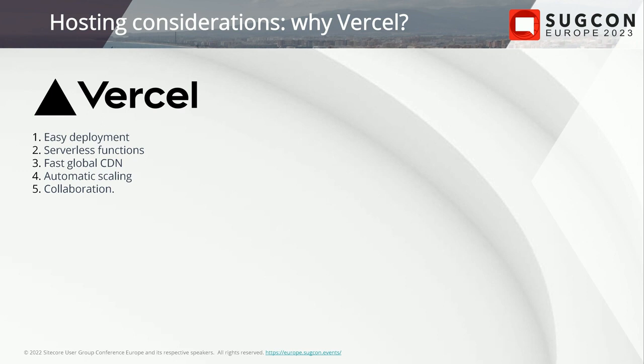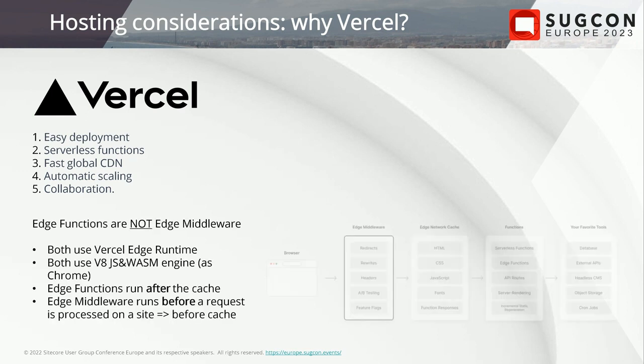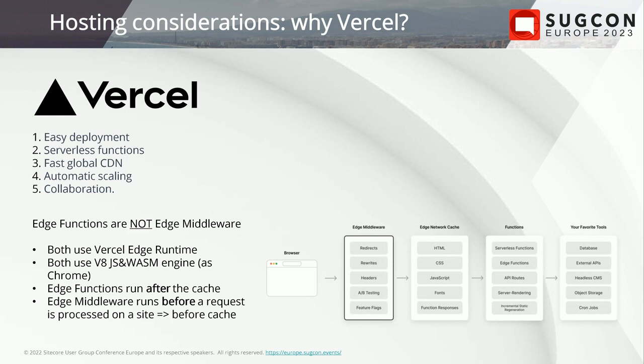It provides collaboration tools for developers to work together on Next.js applications, making it easier to manage and deploy complex applications. There is a little bit of confusion in the terminology. Edge functions is not equal to edge middleware, and the main difference is that edge functions run after cache. In the previous version, the middleware was deployed to Vercel as an edge function, but now it's edge middleware.